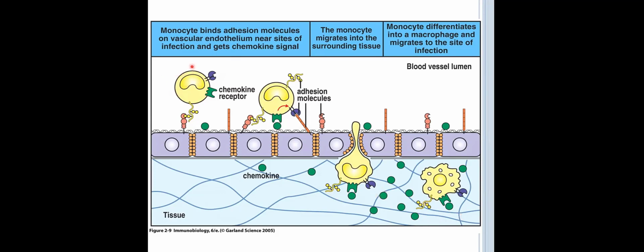What will happen is the cells will adhere to the blood vessel wall and they'll cross through into the tissue where they'll start doing their function. And this is what causes the redness and swelling around an area where you have inflammation, because you have liquid and cells leaking out of your blood vessels to come into the tissue to get rid of your pathogen.